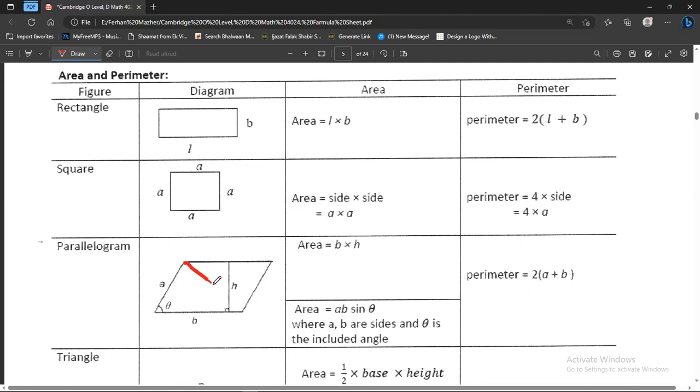You see, we divide this into a triangle. You can find the area of this triangle, that will be 1/2 ab sine theta, and when you double it, then you will get the area of this parallelogram. So if you know the two adjacent sides of the parallelogram, and you know the angle between them, then you can find the area of the parallelogram by this formula ab sine theta, where a and b are the sides and theta is the included angle.